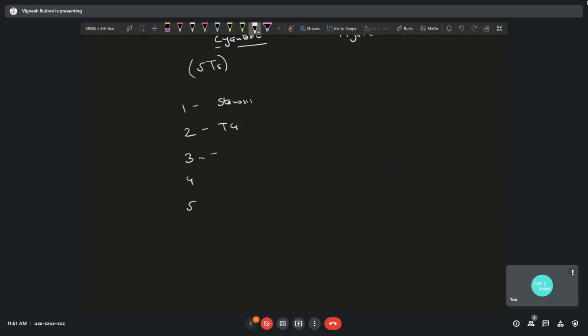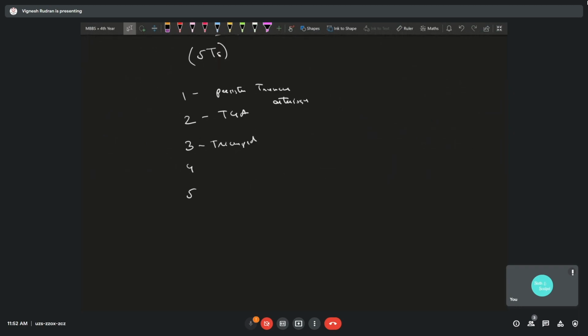The first one is persistent truncus arteriosus. Second is a problem in the 2 great vessels, your pulmonary artery and your aorta, that is TGA, transposition of great arteries. Third is tricuspid atresia. Fourth is TOF, tetralogy of Fallot, and fifth is total anomalous pulmonary venous return, TAPVR. The most important one in this is going to be TOF.